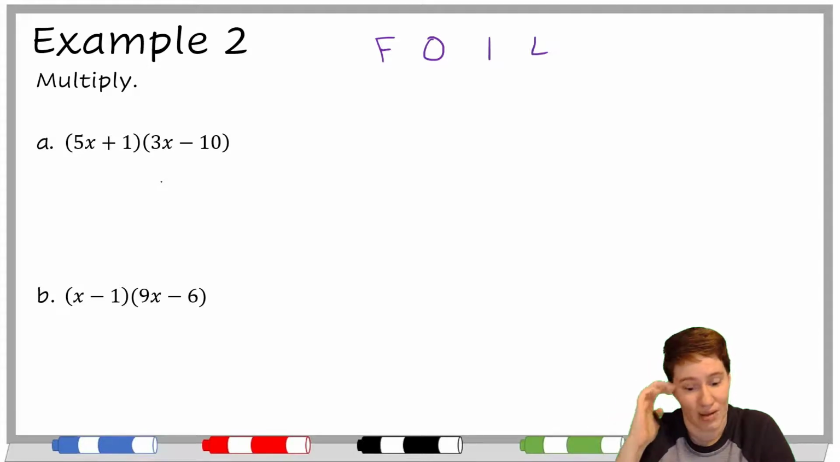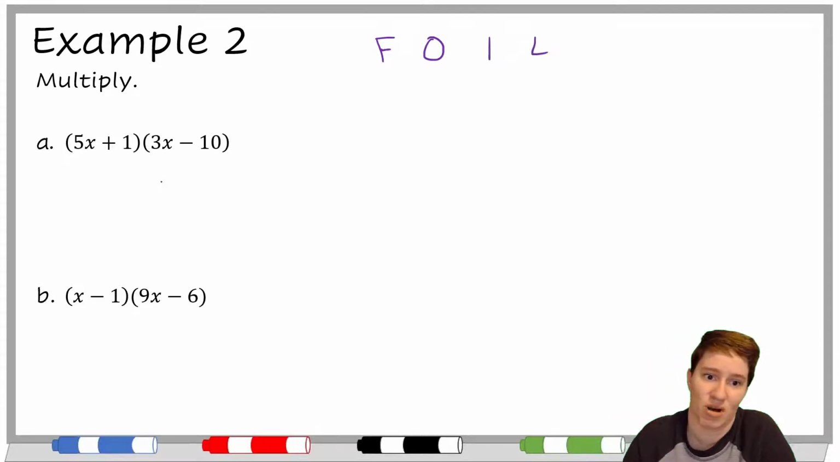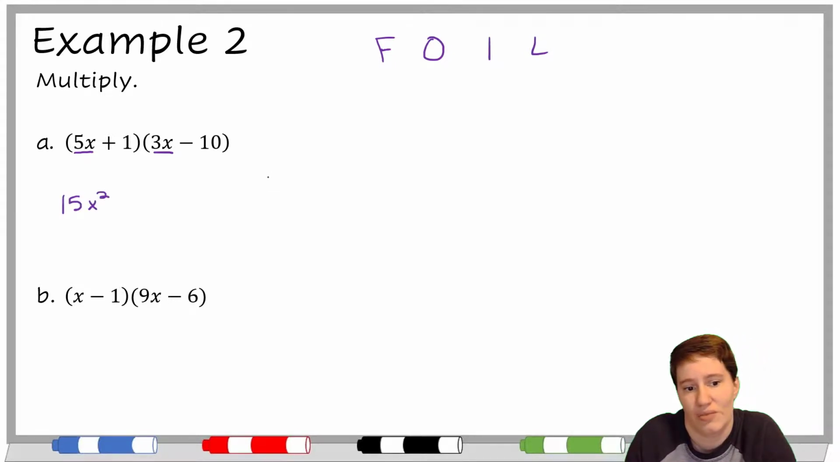And so I want to make sure that you know what that means, that if somebody says to FOIL something, they're just saying multiply this out. So if you would rather think of it as the distributive property, fine by me. I literally can't force you to FOIL or use the distributive property because they look the exact same. But here's how we think of it if we're FOILing. We'd think, I'm going to do the first term in each parentheses times together. So the first one in the first parentheses is 5x. The first term in the second parentheses is 3x. So I'm going to do 5x times 3x, which is 15x squared.